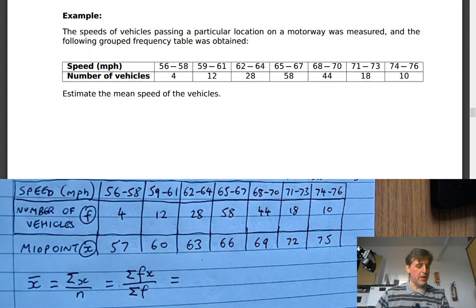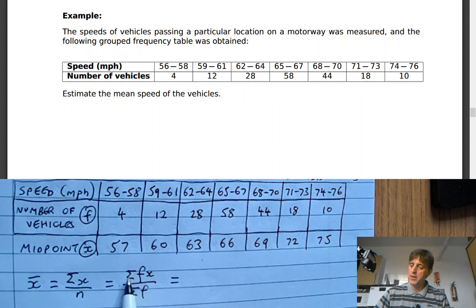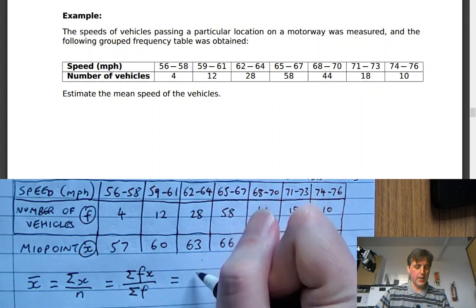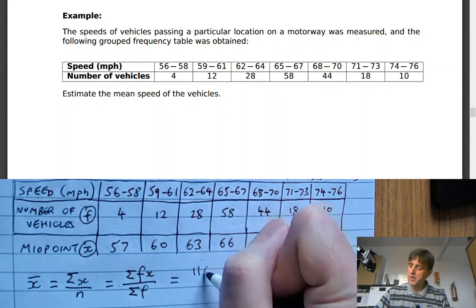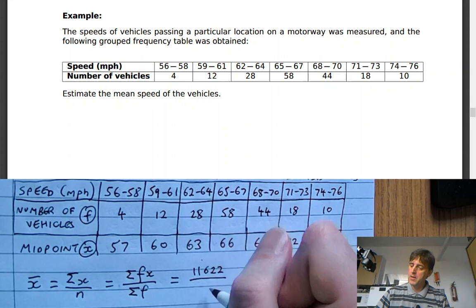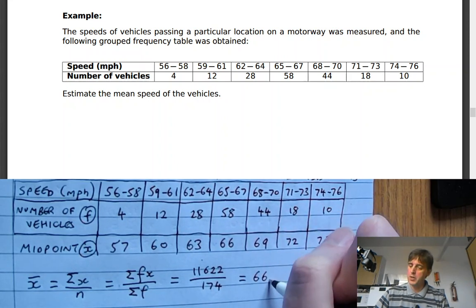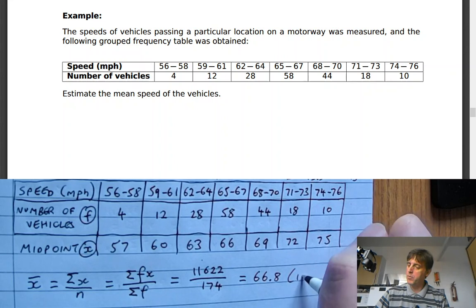Now, I'll spare you the details of the calculations. I'll just tell you that when I did this earlier on, adding together all of the items of data, I got the answer 11,622. And then how many items of data do we have? Adding together all of these numbers in this frequency row, it becomes 174. So therefore we end up with a mean of 66.8, which has been rounded to 1 decimal place there.